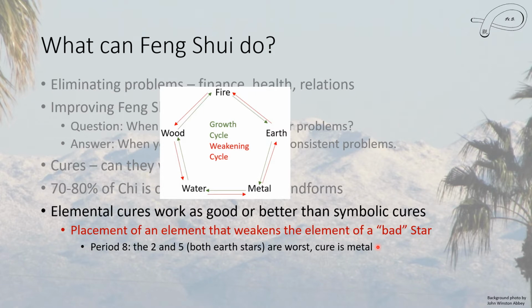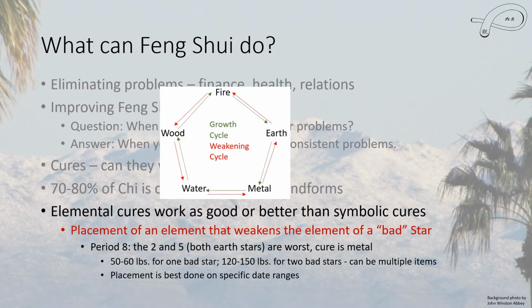So you place objects made out of metal in an area of your home where you have a 2 or 5 in the two small numbers of your natal flying star chart, or when the annual star 2 or 5 enters a particular area. You need a fair amount of mass or weight. For a single bad star, you need about 50 to 60 pounds. But if you happen to be unlucky and have an annual star 5 enter an area where you already have a 5, you're going to need at least twice that amount.